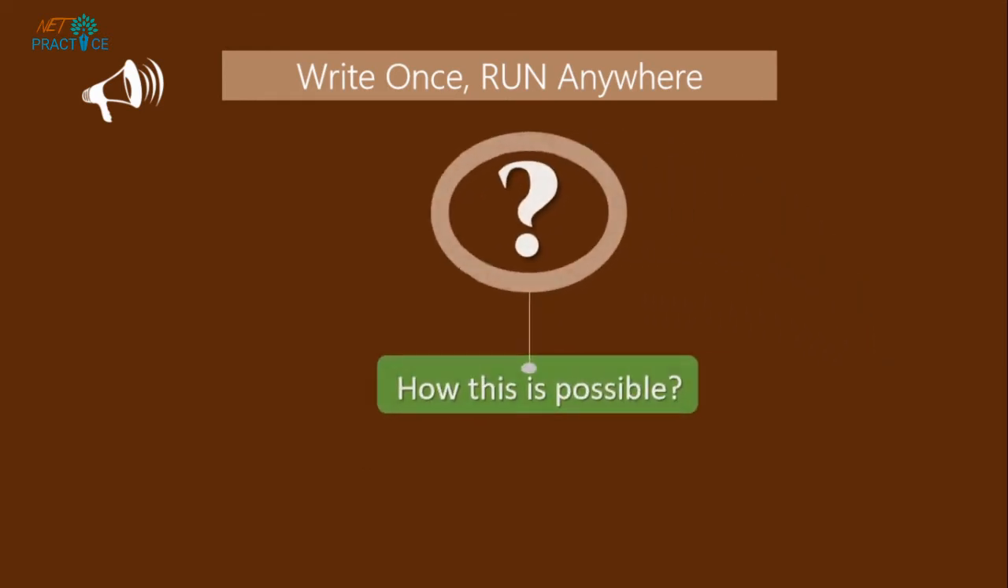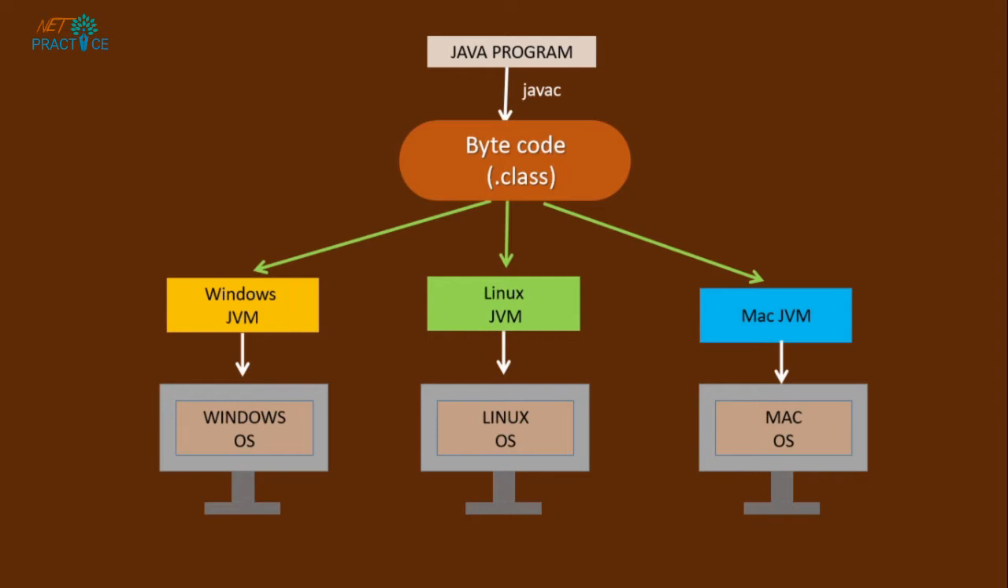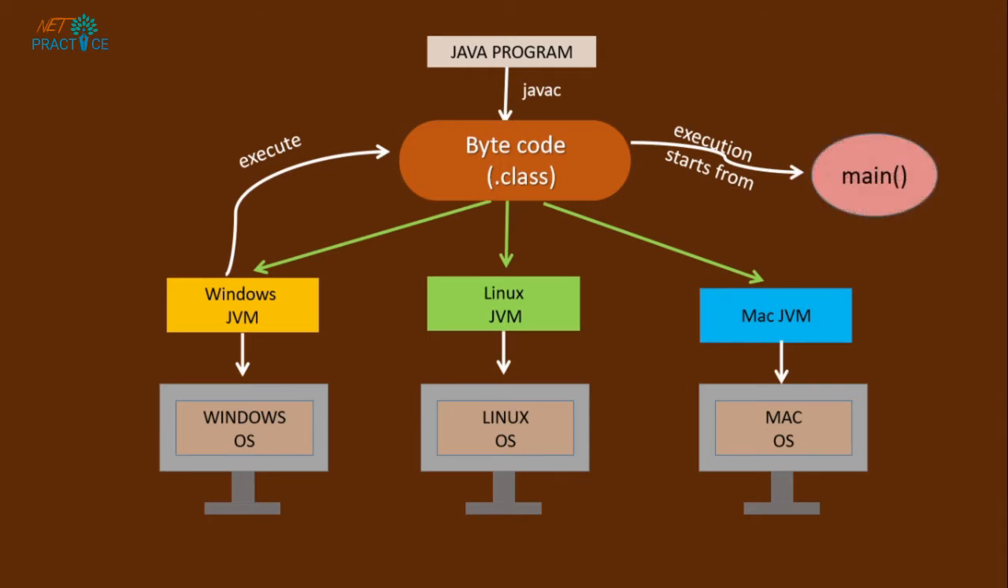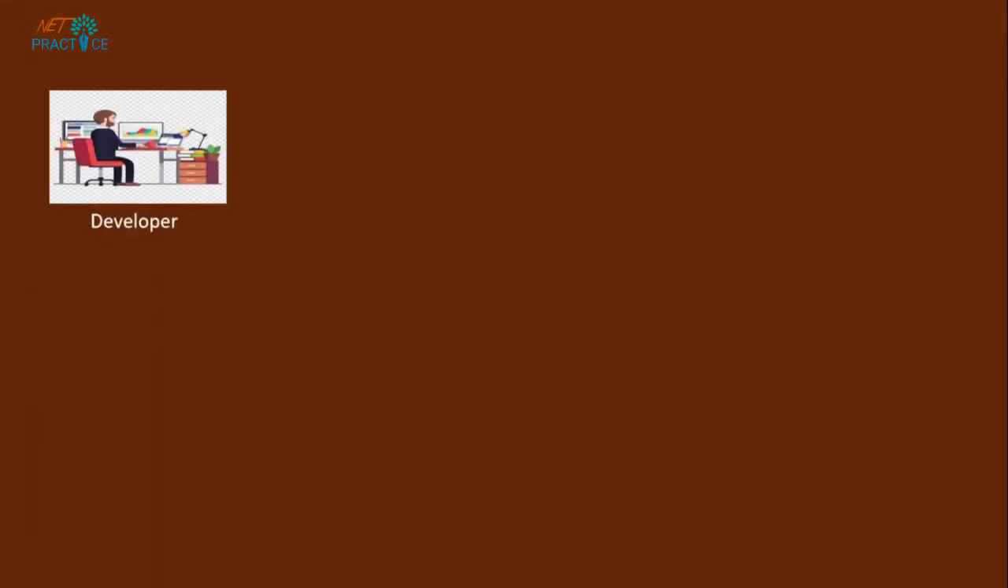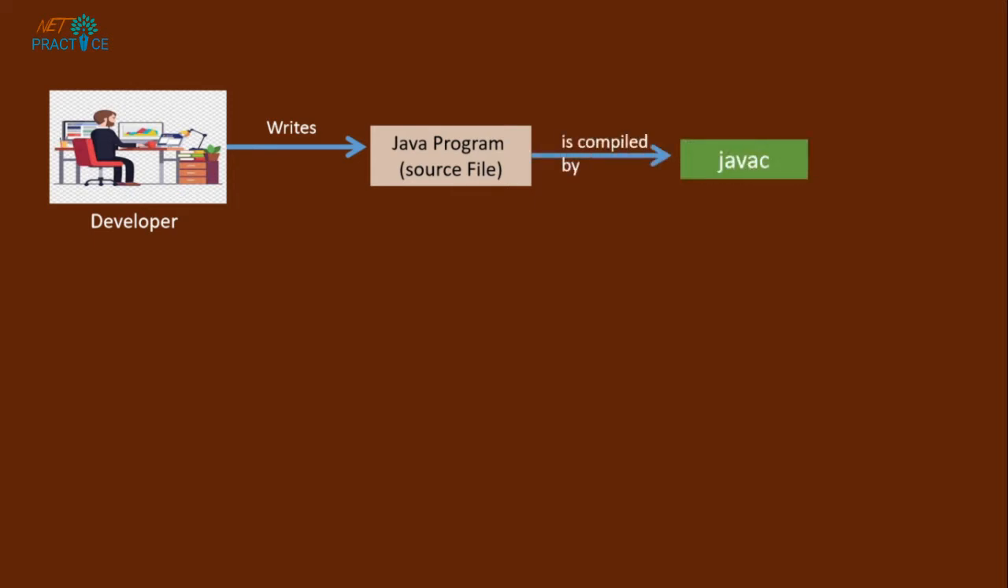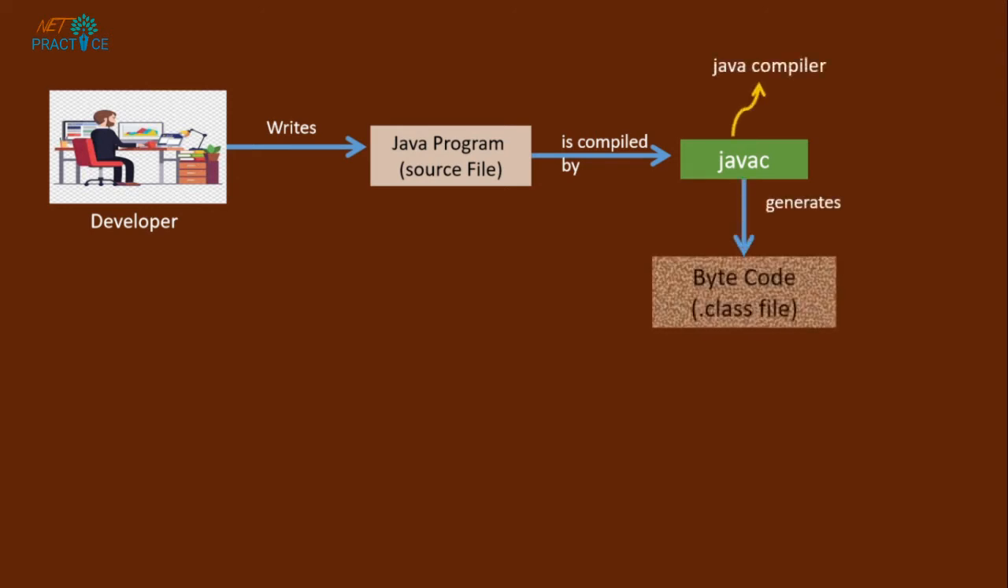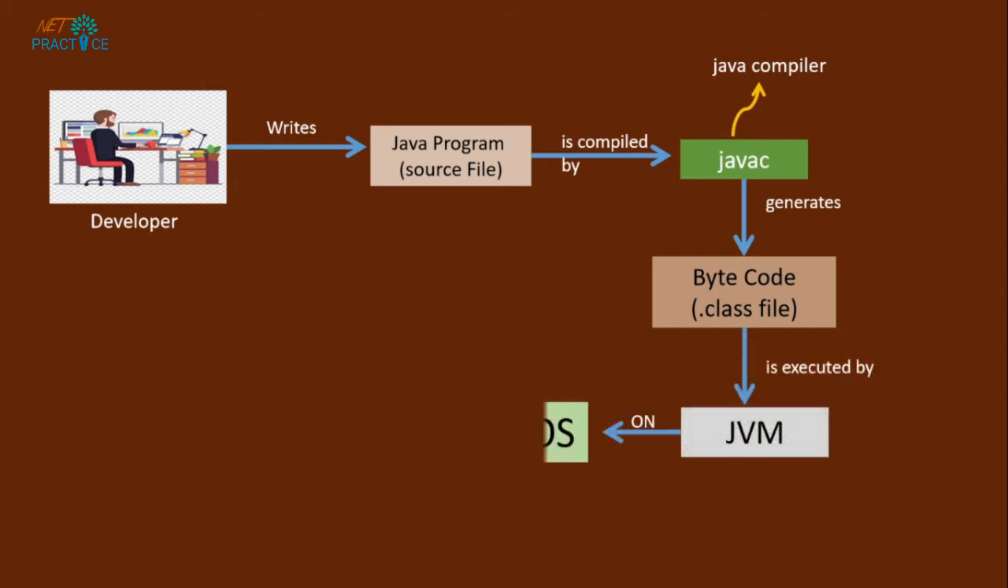Now, how is this actually possible? Because of the JVM. Whenever your Java program is compiled, it produces the bytecode, and the JVM executes this bytecode, and execution always starts from the main method. In order to understand what the JVM is, you should first understand how Java works. Whenever a developer writes a Java program, it is compiled by the Java compiler, javac, and the compiler generates the bytecode, which is an intermediate code, not machine code. This class file is executed by the JVM on the operating system, and the output is displayed on your screen.